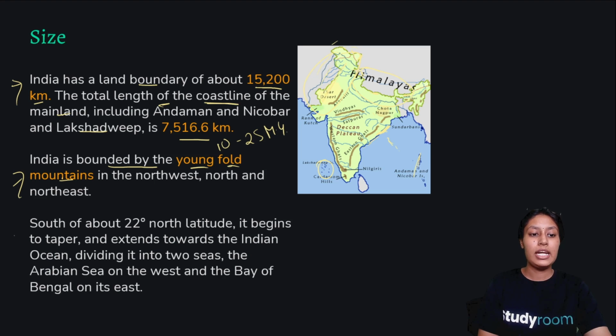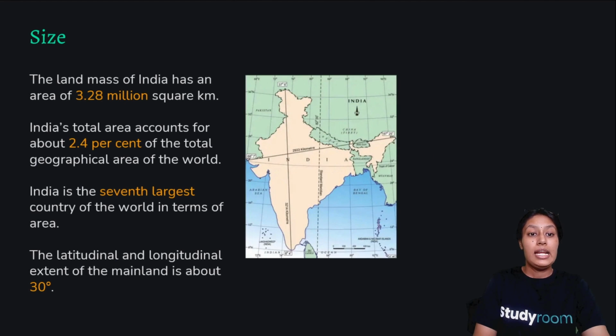And their location is here, northwest and northeast. Now coming to the south, from 22 degrees north, the country begins to taper and extends more towards the Indian Ocean, dividing the sea into two parts. On the west side we have the Arabian Sea, and on the east side we have the Bay of Bengal.